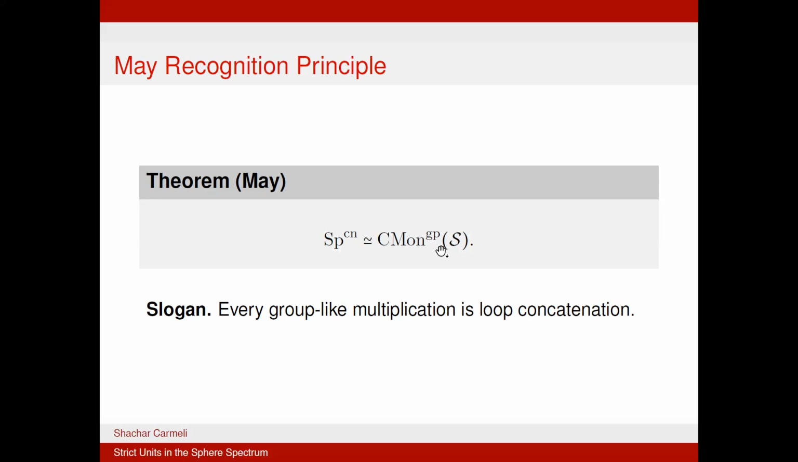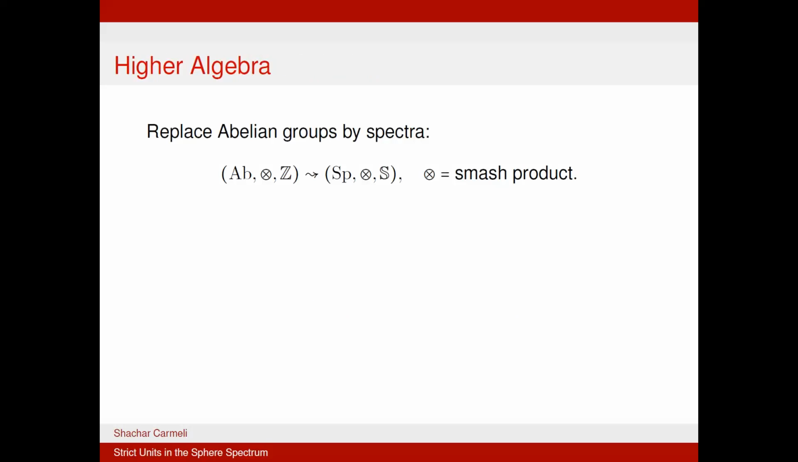So I want to think of connective spectra as group-like commutative monoids, and spectra as some kind of a version where I have negative homotopy groups. Okay, so the concept of higher algebra is replacing abelian groups, their tensor product, and correspondingly the unit, which is the integers, by spectra, their smash product, which I denote again by tensor, and their unit, which is known as the sphere spectrum, whose homotopy groups are the stable homotopy groups of spheres. So a very interesting object.